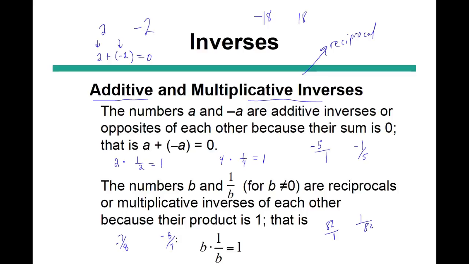And so essentially that is what additive and multiplicative inverses are. They are just the opposite of a number or the reciprocal of a number. You probably learned it that way before you started calling them additive and multiplicative inverses.